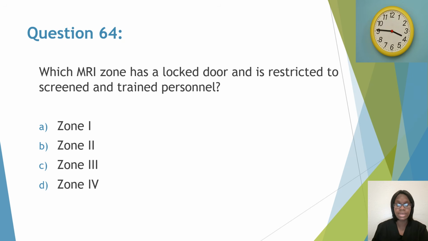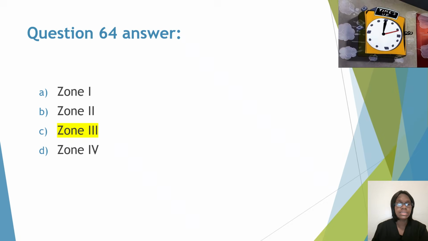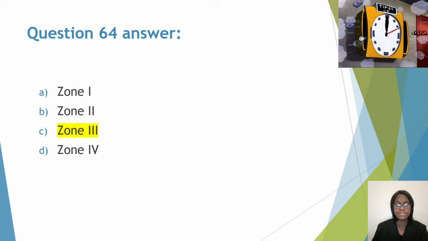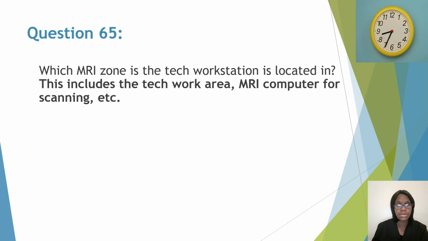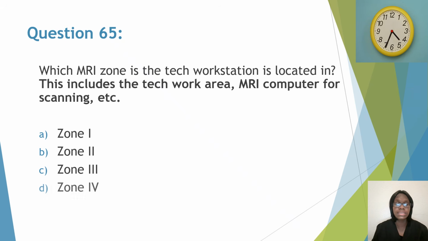All right, the correct answer is C. Zone 3. Question 65. Which MRI zone is the tech workstation located in? For example, this includes the tech work area, MRI computer for scanning, etc. A. Zone 1. B. Zone 2. C. Zone 3. D. Zone 4.